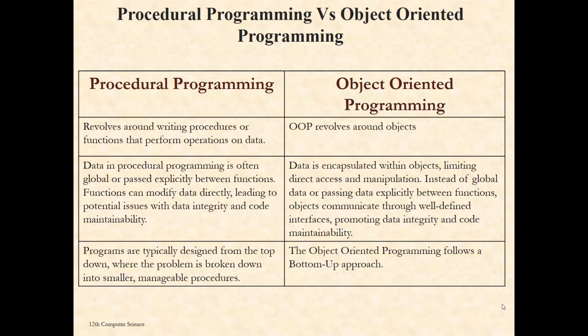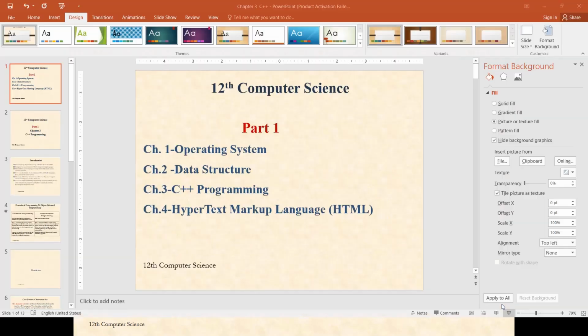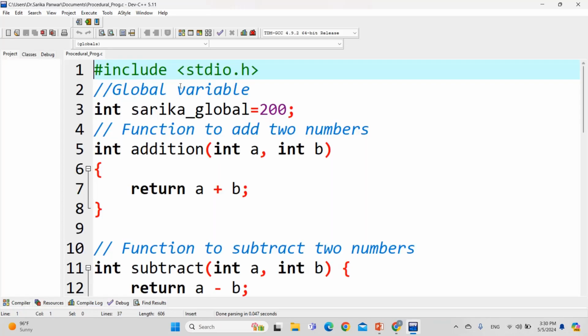In procedural programming, programs are typically designed from the top down approach, where the problem is broken down into smaller manageable procedures. In OOP, it follows a bottom up approach. So, for the demonstration of the procedural programming language, we will discuss one program in C. This is the program I have written for demonstration of the procedural programming language.